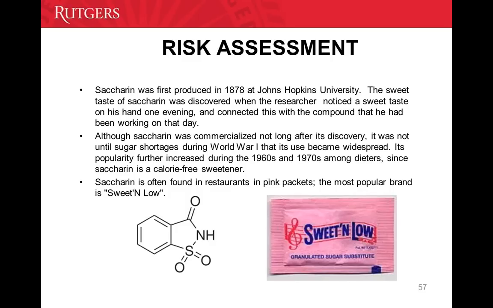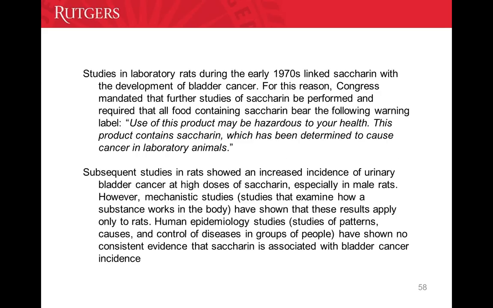Now there's probably some Hopkins grads on the phone today, or on the webinar today, and they can be very proud that saccharin, which is a great risk assessment story, was produced at Johns Hopkins back in 1878. And it wasn't until there was an interest in sugar shortages that it became fairly popular. Then its use increased again in the 60s and 70s as people were looking for calorie-free sweeteners. The most famous one in that little pink packet for saccharin is Sweet and Low. And there's the chemistry of it, and there's the little Sweet and Low packet that we're also familiar with.